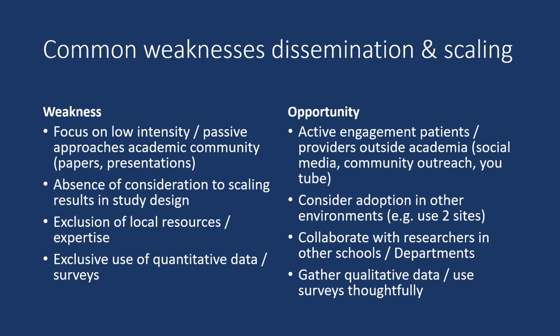Some of the common weaknesses and opportunities that we see for dissemination and scaling, for example, are applications that focus on low intensity or passive approaches that are targeted solely to the academic community. Again, we're talking about papers and presentations. There's a real opportunity here instead to leverage that and do more active engagement of patients and providers outside of academia who again are going to be part of your key stakeholders and are not traditionally acknowledged in many of the grants we receive. We're thinking about social media, community outreach, even YouTube, radio, etc.